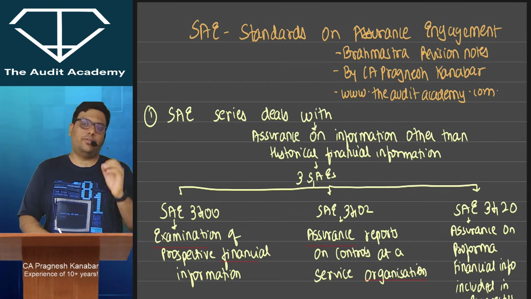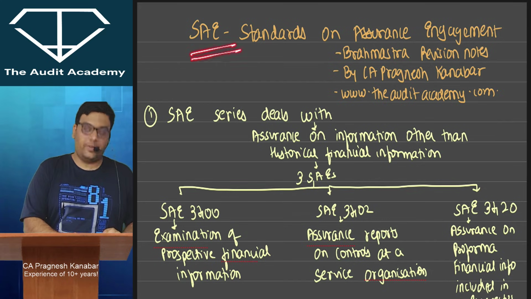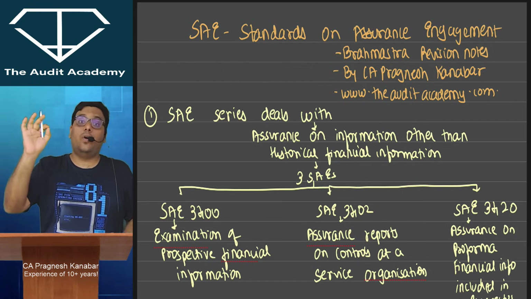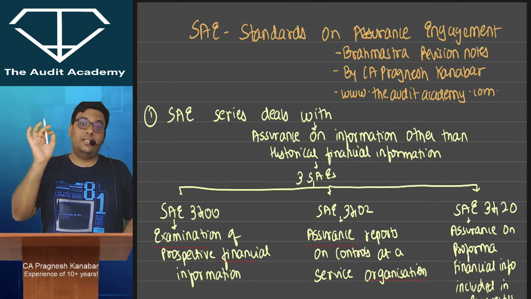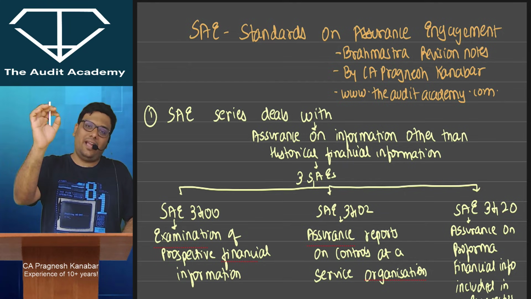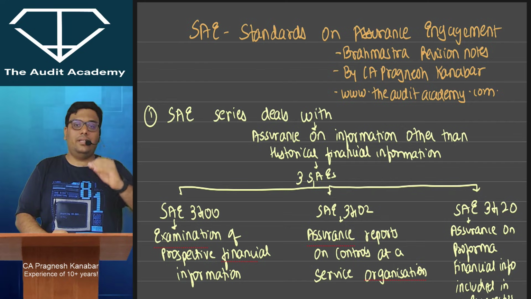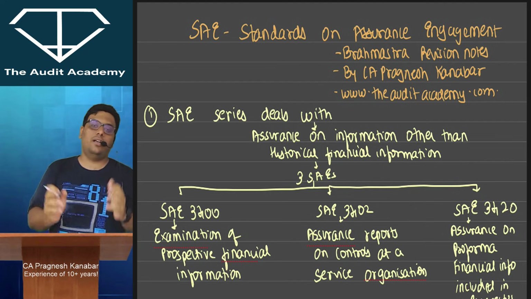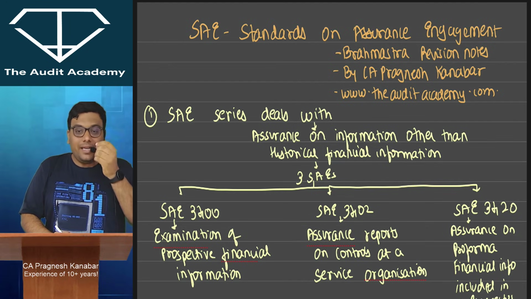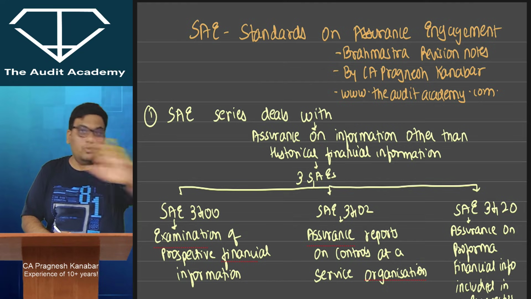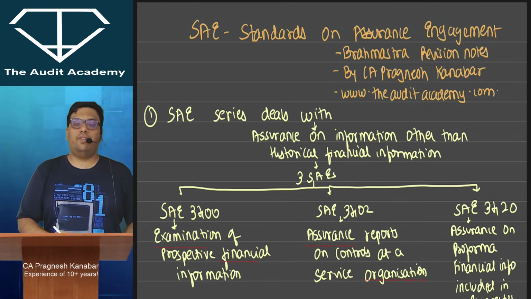Alright, first of all, when it comes to Standards on Assurance Engagement, first things first. Standards on Auditing deals with audit of historical financial information. Standards on Review Engagement deals with review of historical financial information. So SA and SRE both deal with examination of historical financial statements, the final accounts that you prepare. But in the SAE series, it is very clear that there are three standards, and all three of them do not deal with examination of historical financial statements.